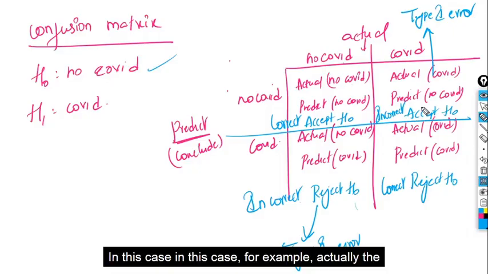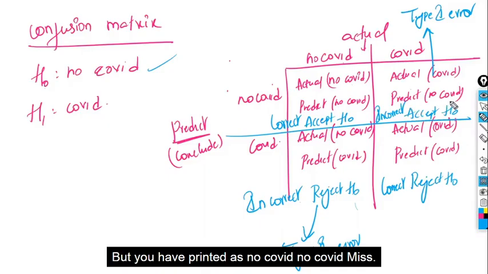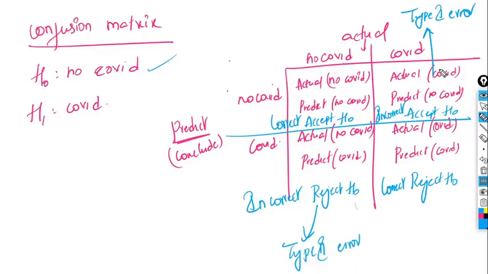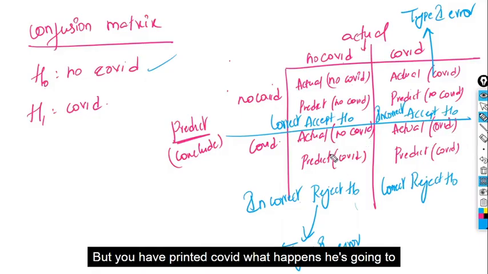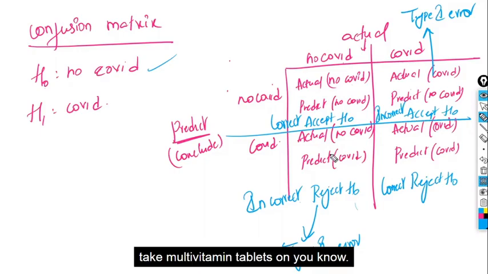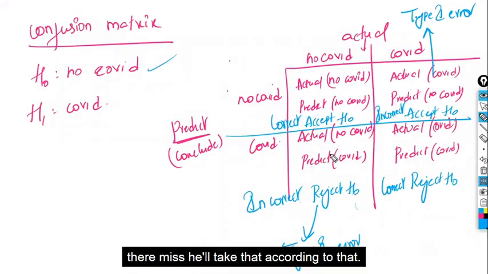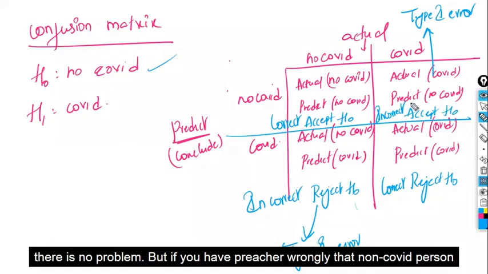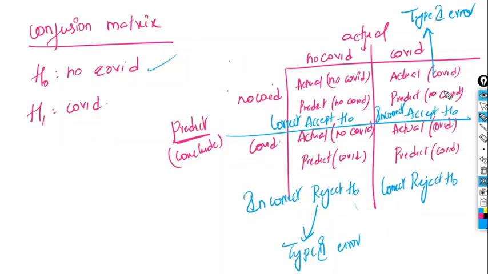In this case, for example, the person actually has COVID, but you have predicted no COVID. No COVID means what happens? This person will come outside and spread the disease. Now, if the person actually does not have COVID, but you have predicted COVID, what happens? He is going to take multivitamin tablets, or something for fever, according to that. Even though you predicted the person has COVID, there is no problem. But if you wrongly predict that a COVID person is non-COVID, that is going to be a problem.